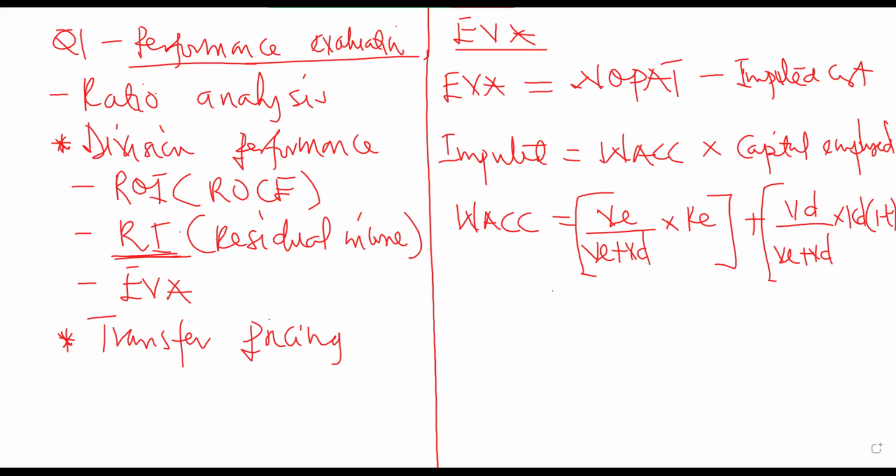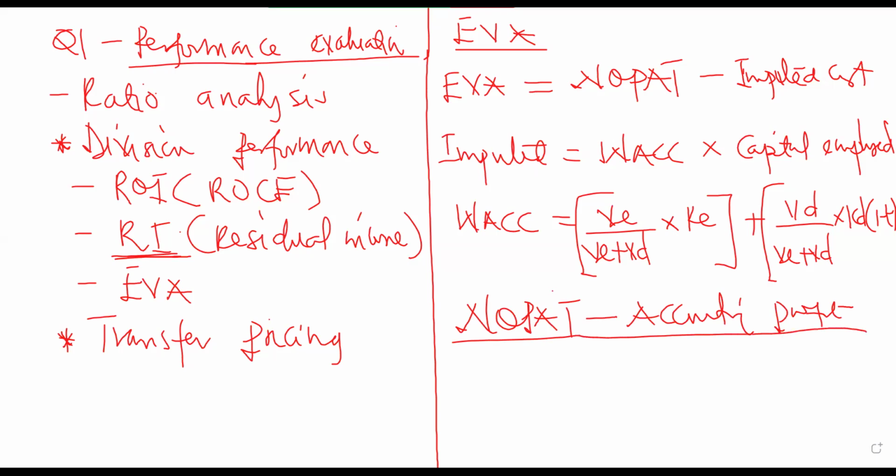How do we calculate our NOPAT? That is the problem now. Okay, the NOPAT that will be given to you will always be accounting profits. So the question will give you accounting profits. So accounting profit includes both cash and non-cash items, but we are looking for economic profits, which is going to be cash profits. So you take your accounting profit.